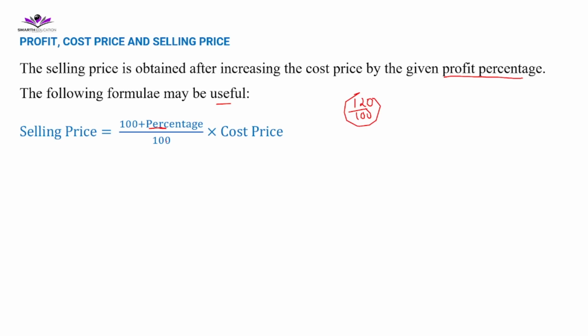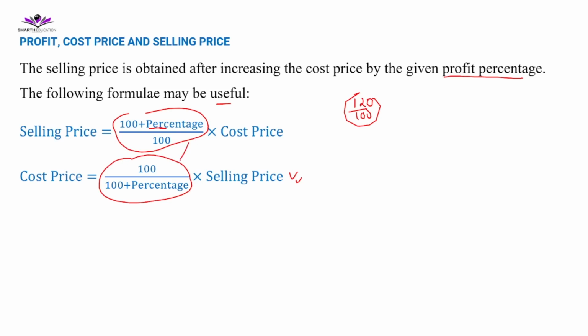I'm going to show you different methods of doing this. This is the formula you may use. And then let's say you want to get the cost price now. You are given the selling price and the percentage profit. You want to get the cost price. How do you do that? You may use this formula. Okay, cost price is 100 over 100 plus percentage. If you check, you see that this is when we invert this one.